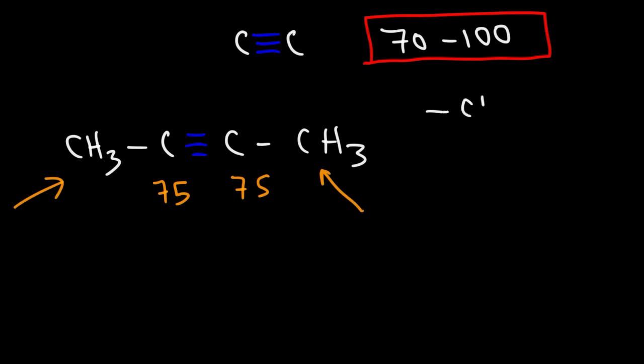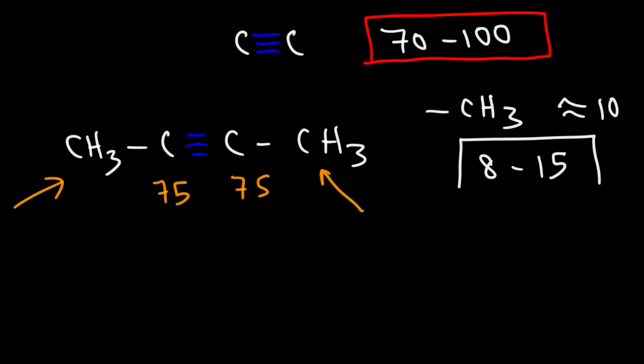Now, most methyl groups that we've seen so far are usually around 10. We've seen them vary between 8 to 15 if there's nothing special around it. Now, this is usually the case. However, there were some exceptions where a methyl group was attached to a tertiary carbon, and we've seen values as high as 19, 21, or 23. But most methyl groups are usually around, I guess we could say 10 to 20. Maybe that's a better range.